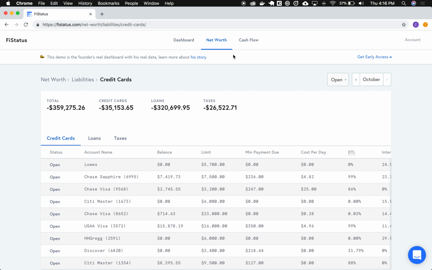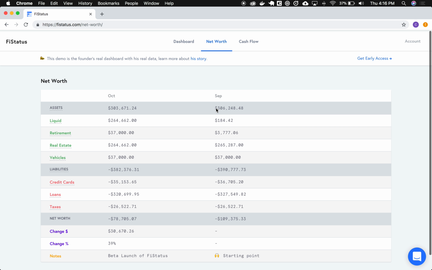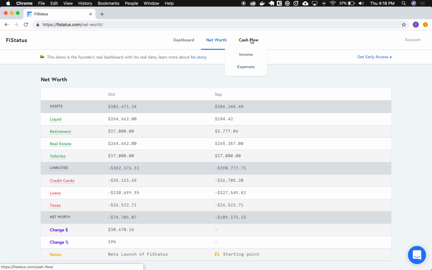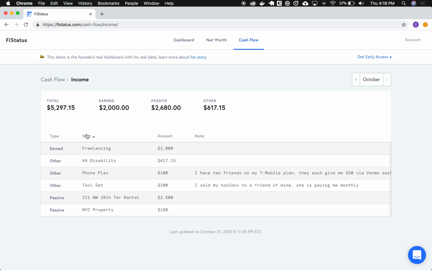All right, so that was our net worth, right? Once again, you can see all the high-level overview over here. Now, if we go to cash flow, this is your income, so what you've earned, and your expenses, what's costing it. So let's dive into your income, or my income, really.